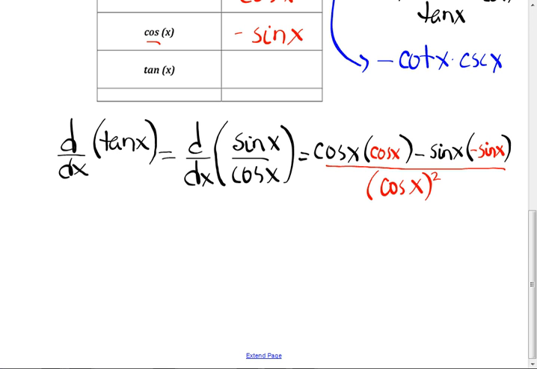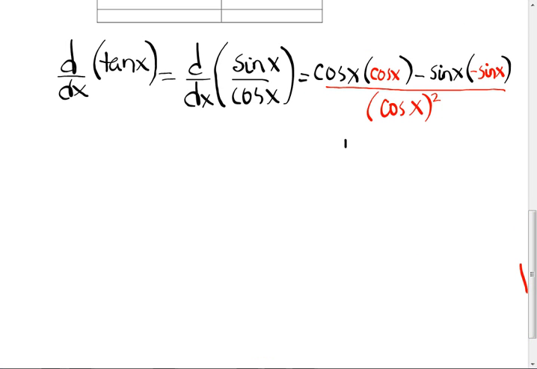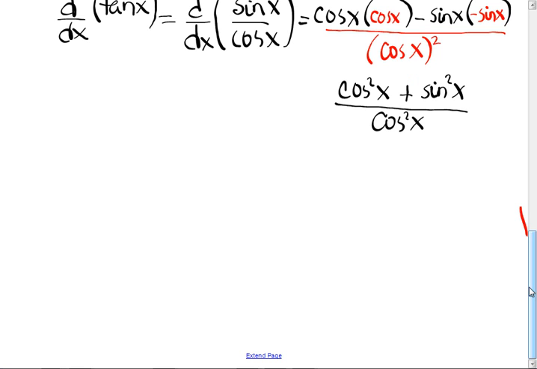And then we simplify that. What does the numerator give me? This gives me cosine squared of x. Two negatives make a positive. And hopefully you recognize that identity in the numerator. That's 1. Do you remember that from last year? Cosine squared plus sine squared is 1. So it's 1 over cosine squared. How can I write it without a fraction? What's the reciprocal of 1 over cosine? Secant. Secant squared of x.